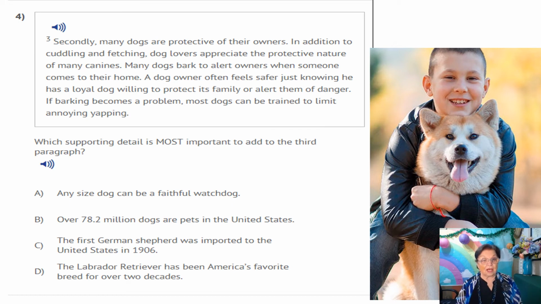Here is another part of our story from USA Test Prep about dogs. It's a really smart idea to read the question first when you're reading a test. Which supporting detail is most important that we could add to this paragraph? We're going to look for a detail that could be added to the paragraph. Let's read it.